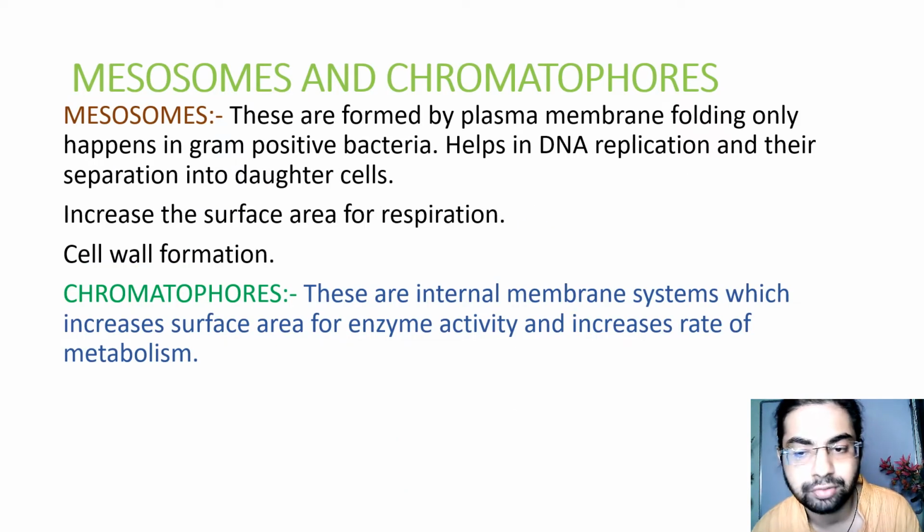Mesosomes and chromatophores. Mesosomes are formed by plasma membrane folding, only in gram-positive bacteria, as I have already discussed in the slide on the difference between gram-positive and gram-negative bacteria. Mesosomes help in DNA replication and their separation into daughter cells. Mesosomes increase the surface area for respiration. They help in cell wall formation.